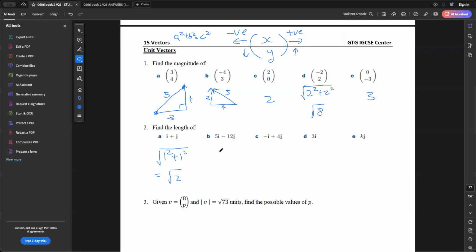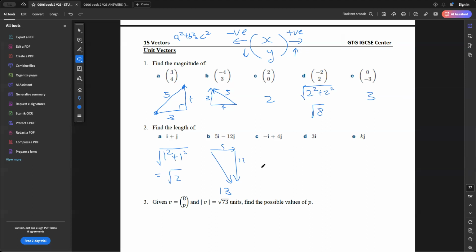This one, 5 square. Now, even though it's -12, wait guys, what does -12 mean? -12 simply means that it's moved 5 to the right and 12 downwards. In the end, when we find the length, it's still from here to here, right? Which is 13. Magnitude and length, same thing.